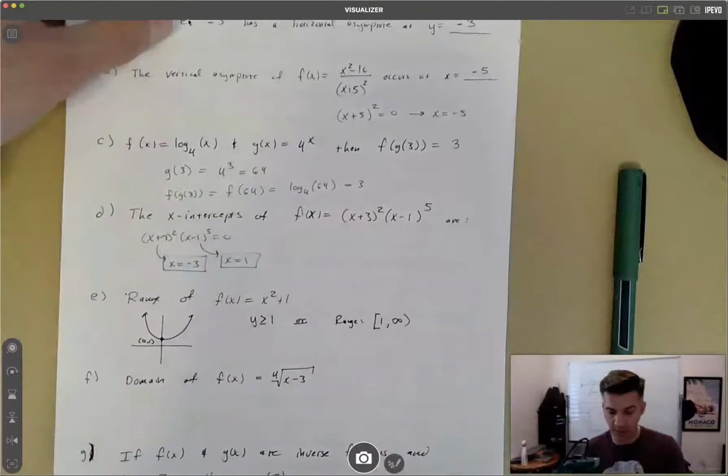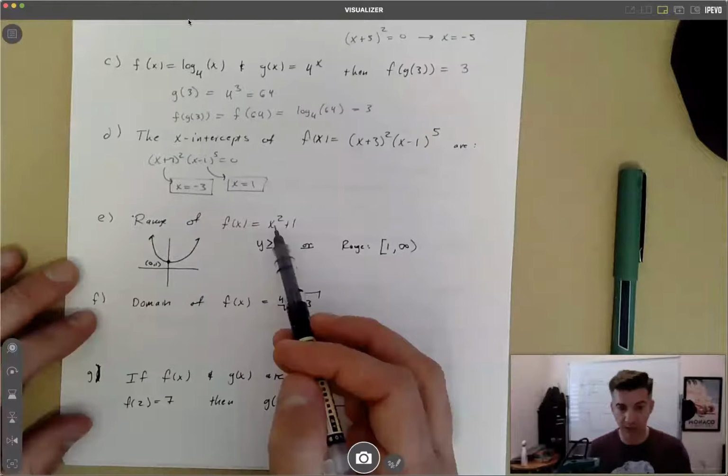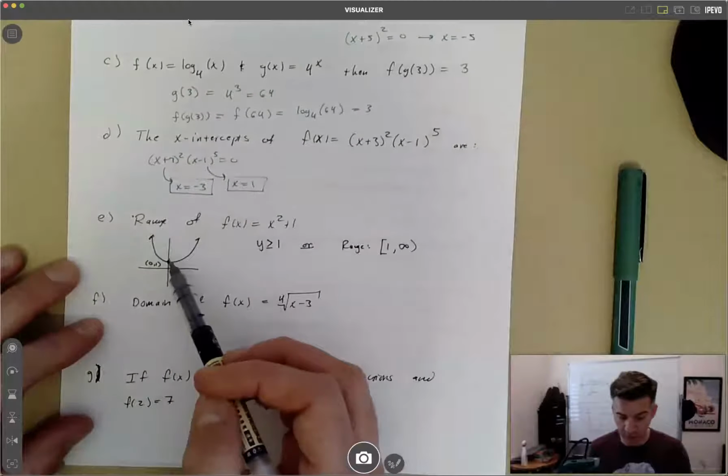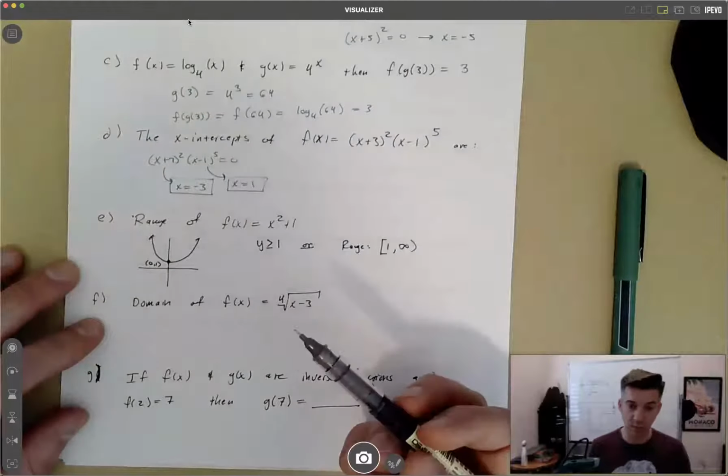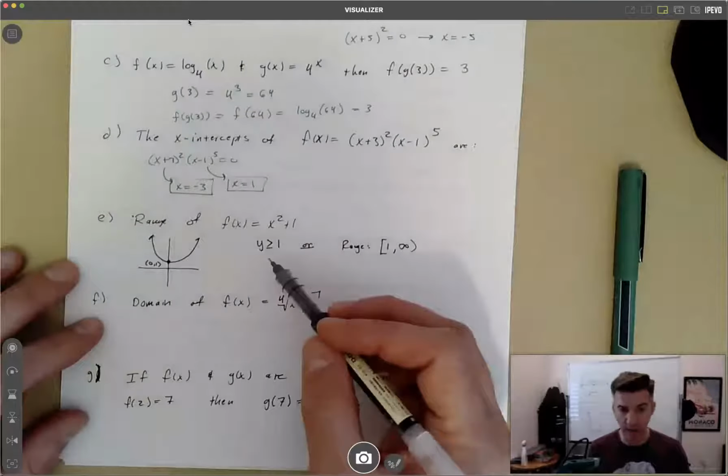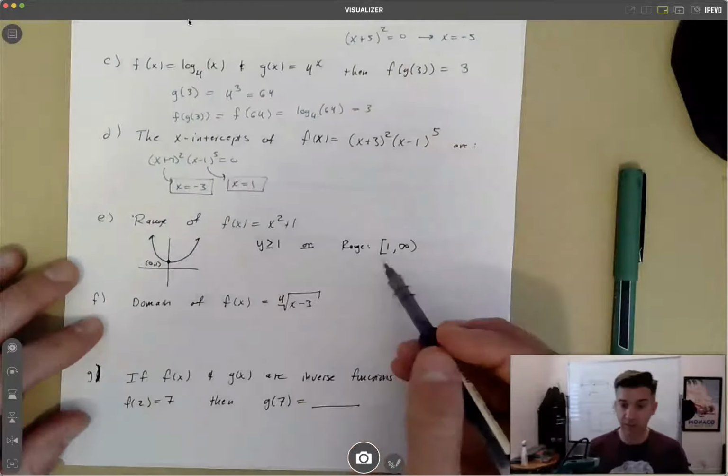And then for the range of this function, f of x equal to x squared plus 1, it's a parabola shifted up 1. So we see that the lowest y value is 1. So our range could either be expressed as y greater than or equal to 1, or preferably the interval notation 1 to infinity.